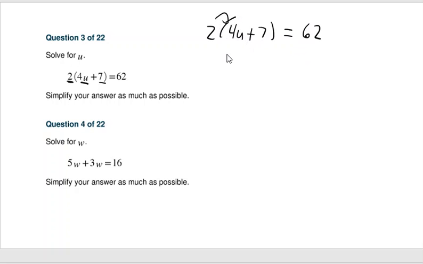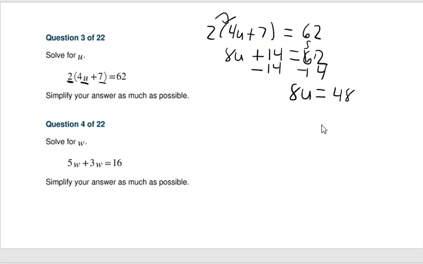So we would do 2 times 4u is 8u, 2 times 7 is 14, equal to 62. And then once we've distributed, this just leaves us with a two-step equation. So we subtract 14 from both sides. 8 times u equals 48. And then we divide by 8 on both sides. So u equals 6. So just remember, when you're solving an equation, if there's something that needs to be distributed, you take care of that first before you solve.